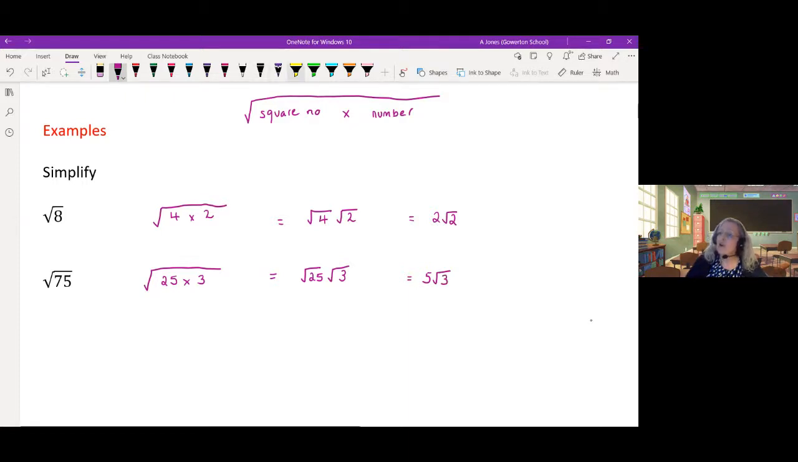Now, one thing to watch out for here is that the number that is underneath the root sign here is often a prime number. So that's just something for you to watch out for.